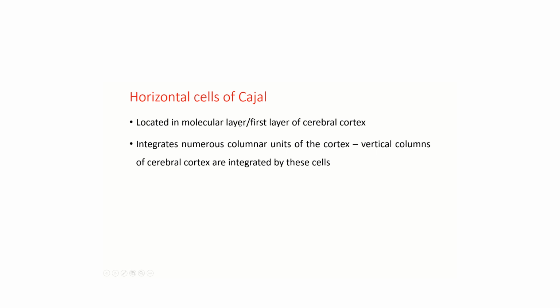Then horizontal cells of Cajal, located in molecular layer, otherwise the first layer of cerebral cortex, integrates numerous columnar units of cortex. So actually the functional units of cerebral cortex are vertical. So those vertical columns of cerebral cortex are integrated by horizontal cells of Cajal.